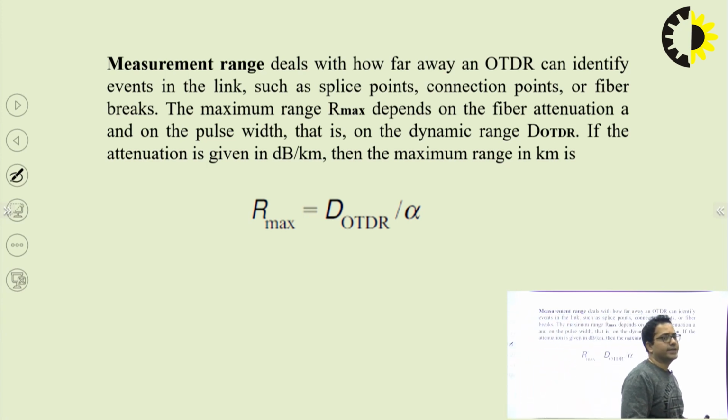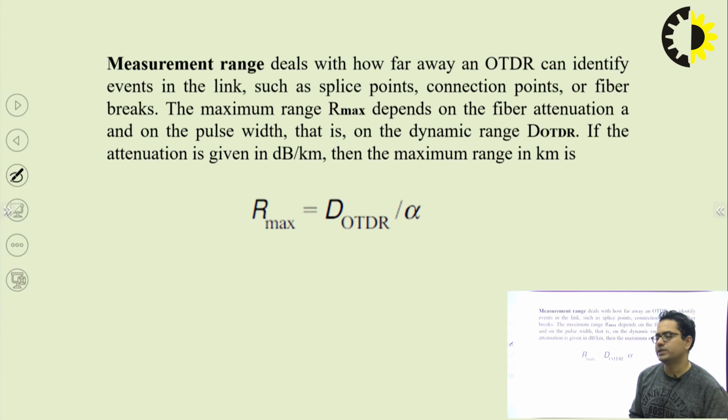Now this measurement range deals with how far away an OTDR can identify events in the link. What events? Events like splice point loss, connection points, or fiber breaks. So all these things can be measured with the help of this parameter, that means the measurement range. So it deals with how far away an OTDR can identify events in the fiber or in the link, such as a splice point, connection points, or fiber breaks. Even if there is some kind of break in the fiber, that range can also be measured with the help of OTDR.